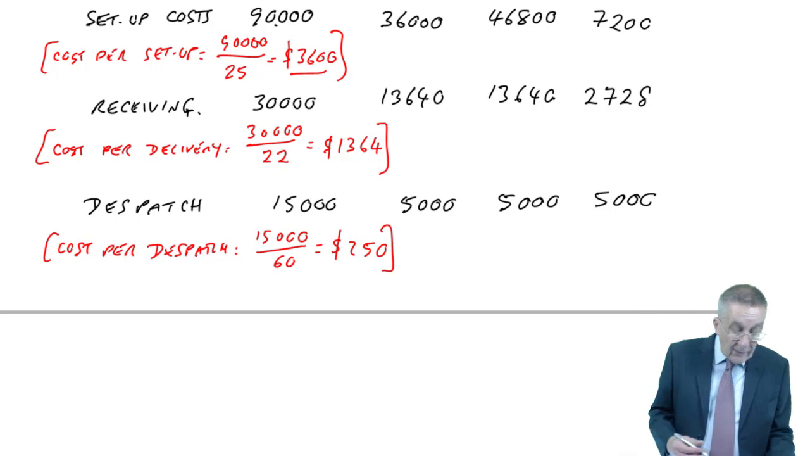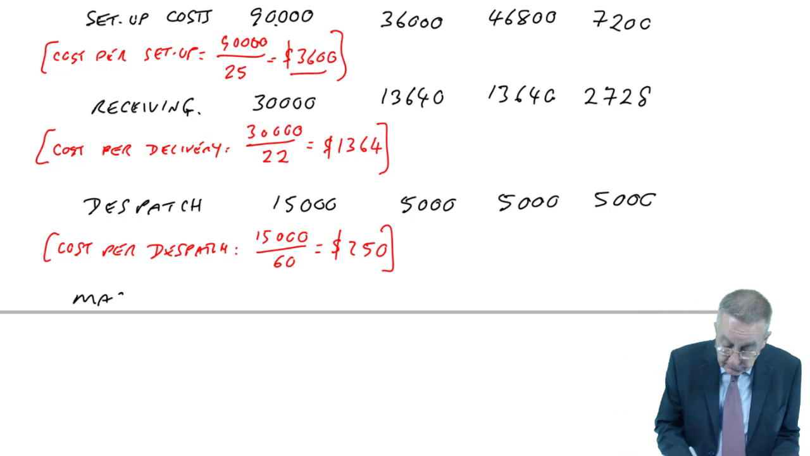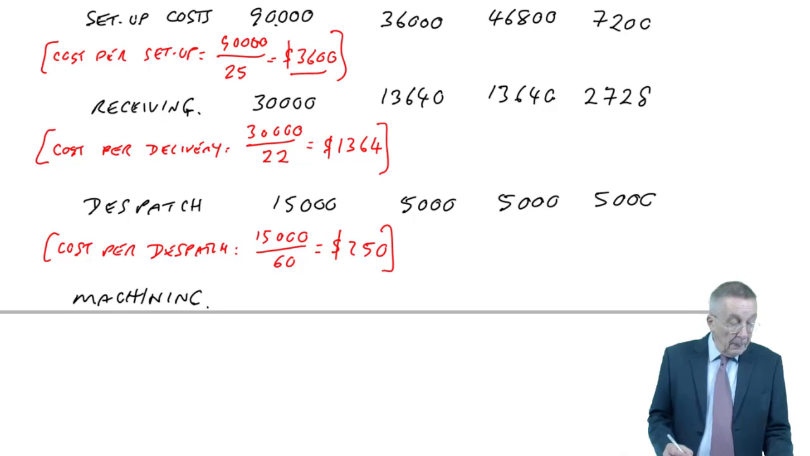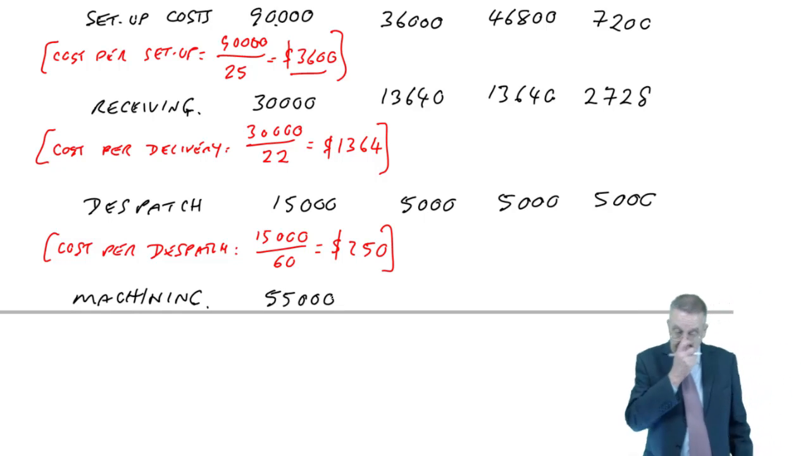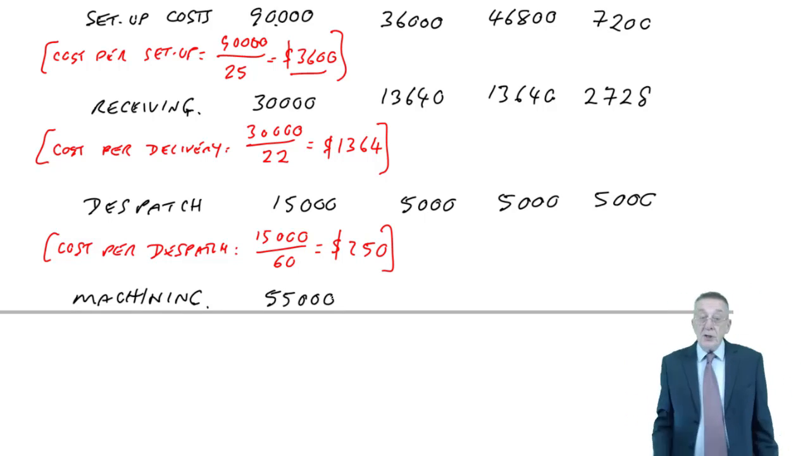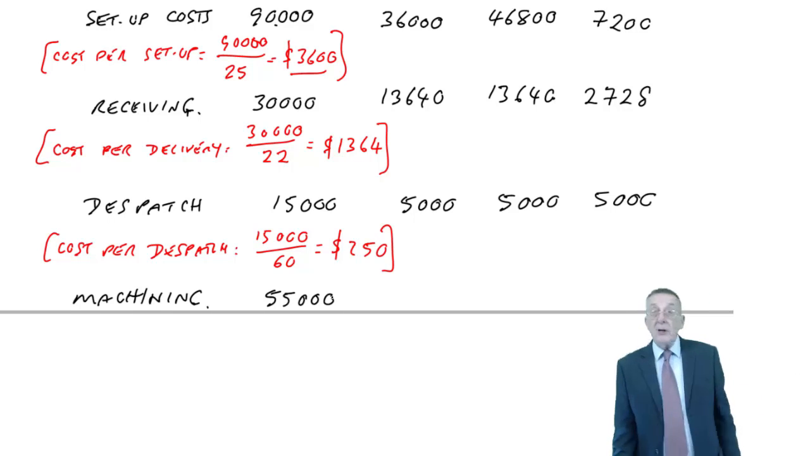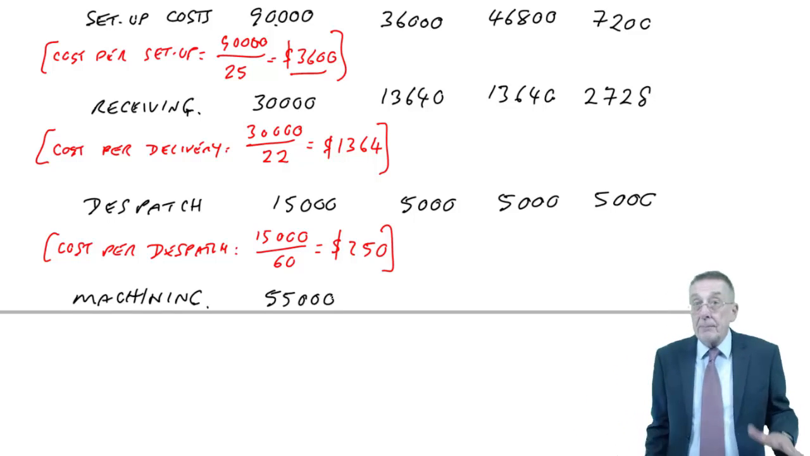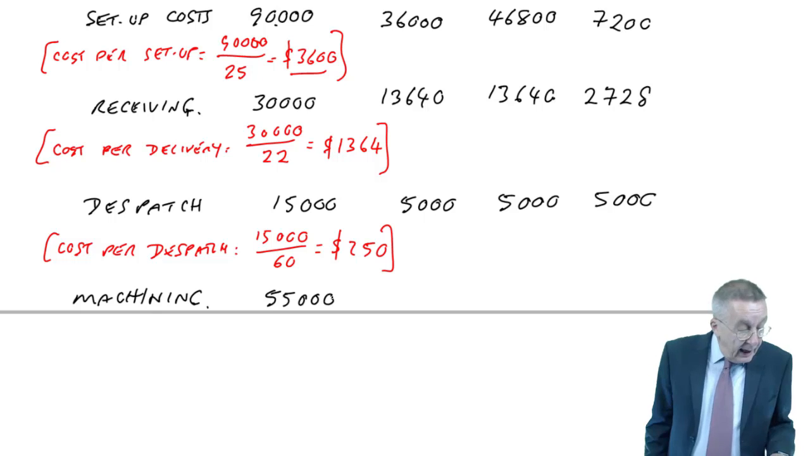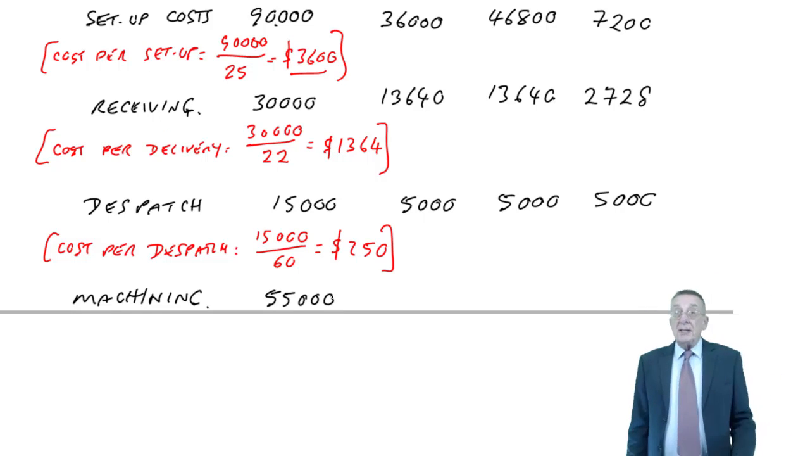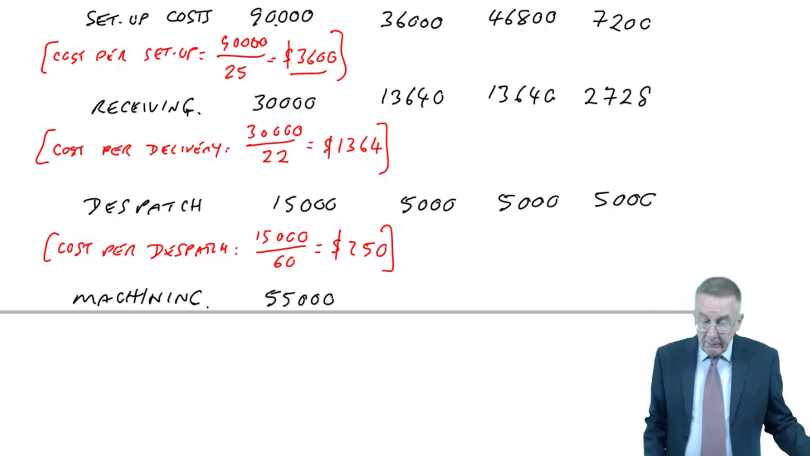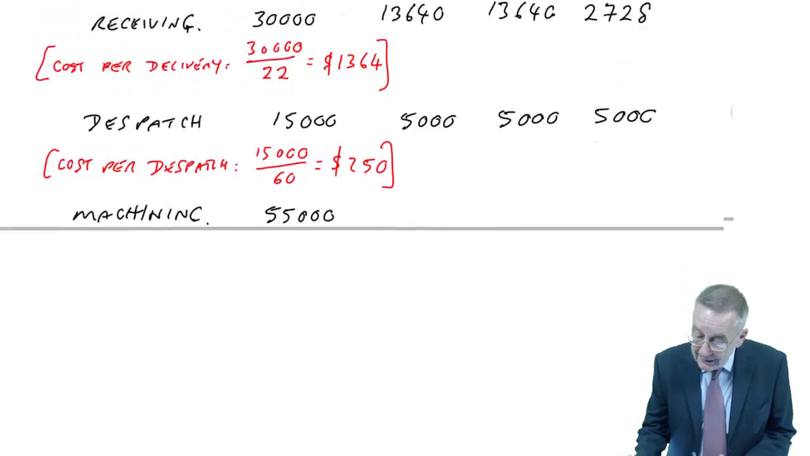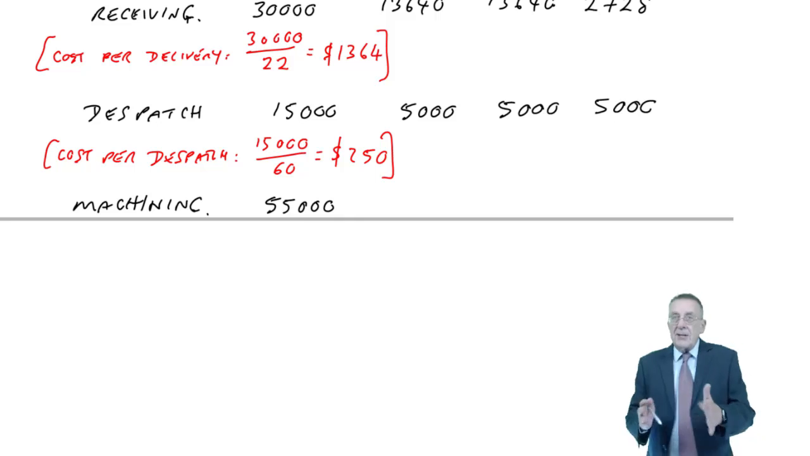Finally, machining. Total 55,000. And how are we going to charge that? Well, again, back to the cost driver data, which you will be given in the exam, don't worry. We're told machine hours per unit. But be very, very careful. What too many do is they stop thinking.